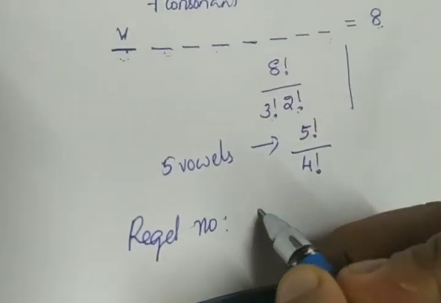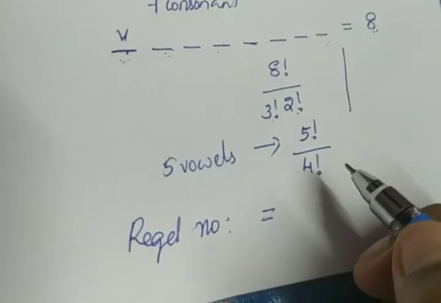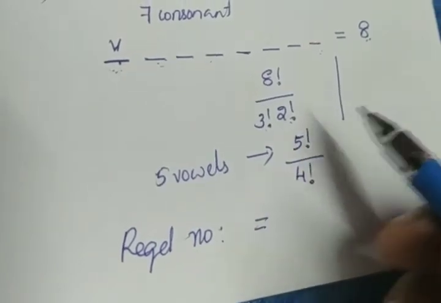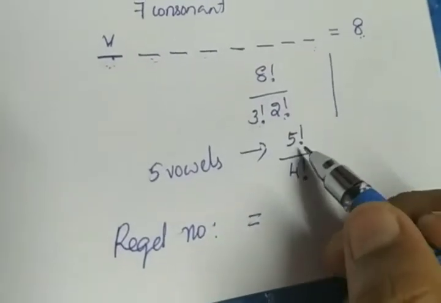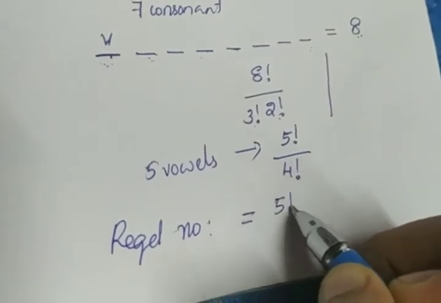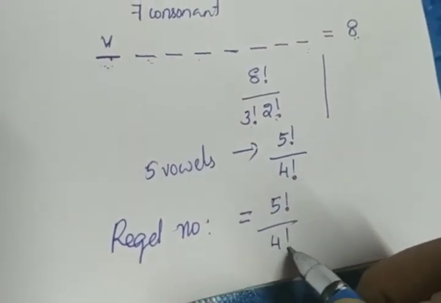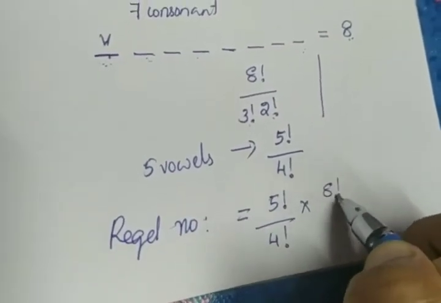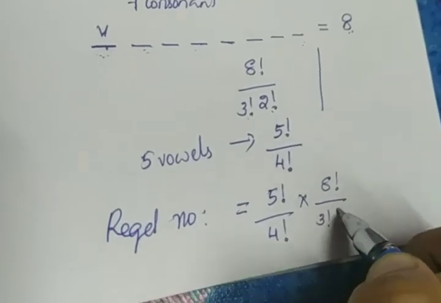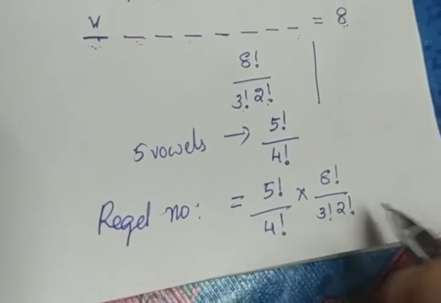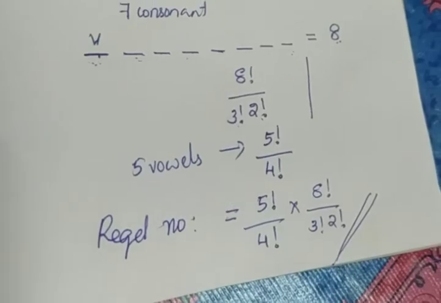So required number of ways, that means total number of ways by fundamental principle of counting, what we can say is will be equal to 5 factorial divided by 4 factorial into 8 factorial divided by 3 factorial into 2 factorial. Okay, so this is the answer.